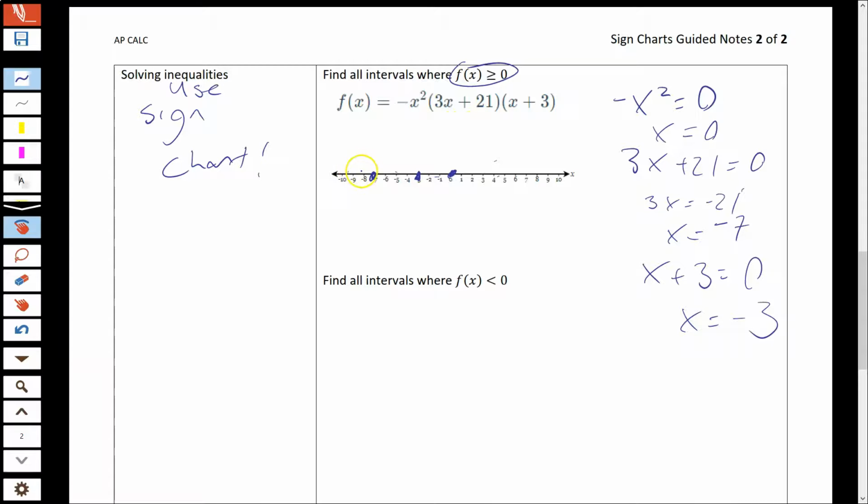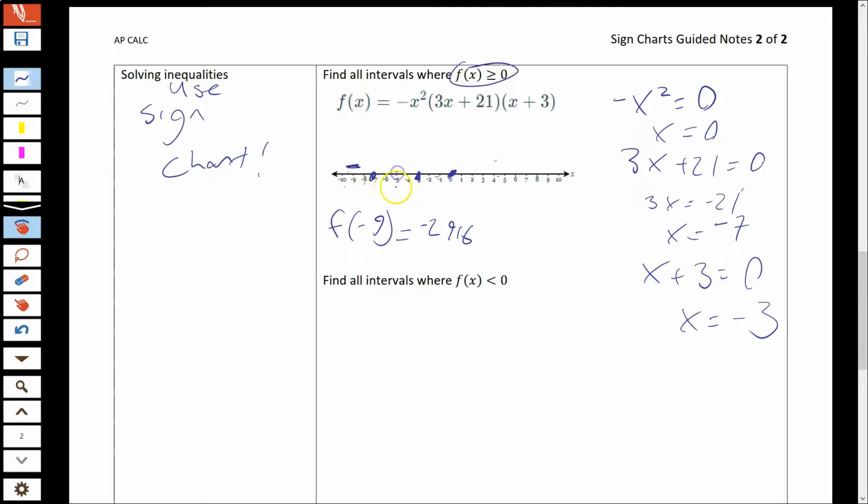Any point in this first region, I can plug it in. They're all going to have the same sign because, from our key takeaway, the sign can only change at one of these zeros that I plotted. So here, I might plug in f of negative 9. On my calculator, negative 9 squared, 3 times negative 9 plus 21, negative 9 plus 3, multiply them all together. I get a surprisingly large number, but it's negative. That's all I really care about, the sign. So I'm going to label this region as negative. And if I plugged in negative 8 or negative 10 or negative a million, I'd also get a negative result.